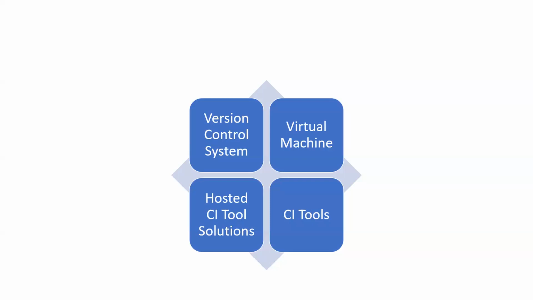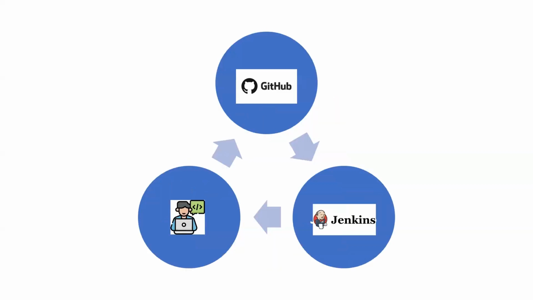If you go with hosted, you don't need to take care of any virtual machine where the CI tool will be installed. GitLab CI, for example, will be hosted by GitLab only. If you don't want to use GitLab CI and want to go with your own hosted CI tools like Jenkins, you can opt for that type as well. CI tools are Jenkins, Bamboo, TeamCity, and so on.